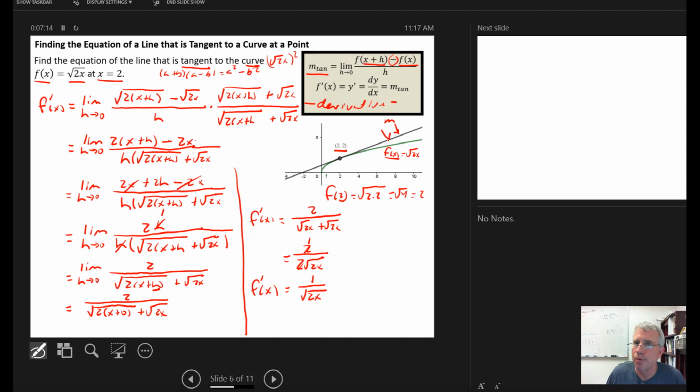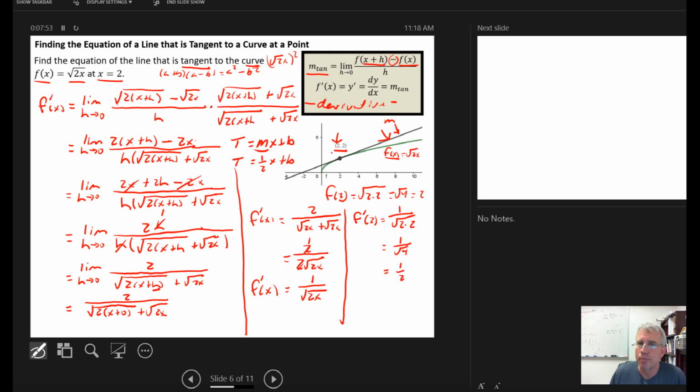Now I need to know the slope of this tangent line. But to find the slope of that tangent line, I just plug the input variable x equal 2 into my derivative function. So I get f prime of 2 equals 1 over the square root of 2 times 2, which is 1 over the square root of 4, which is just equal to 1/2. And so now my tangent line, which up here was going to be equal to mx plus b, now I know what m is. So I can replace m with 1/2. So I'm going to get the tangent line equals 1/2 x plus b.